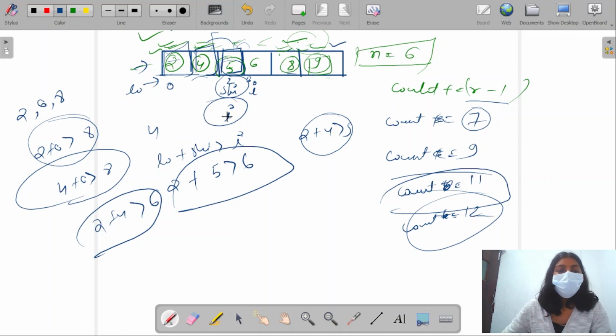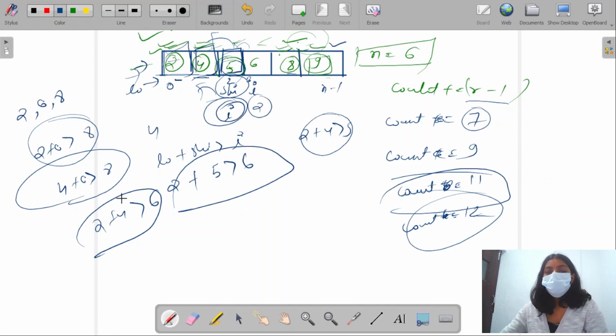And now my highest was pointing to this. Can I decrease my highest to this? No. If I decrease my highest to this, my second highest would come here. Then where would be my low? I won't have any low side, right? Because I have checked all the sides, right? So my highest can vary from n minus 1 till 2, right? Okay. So I hope it's clear to you.